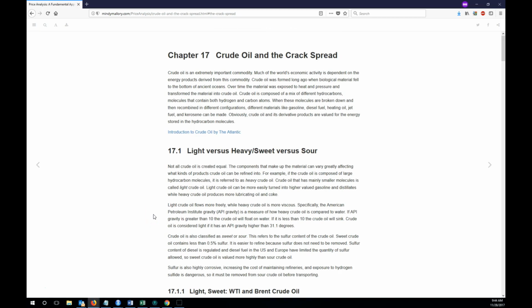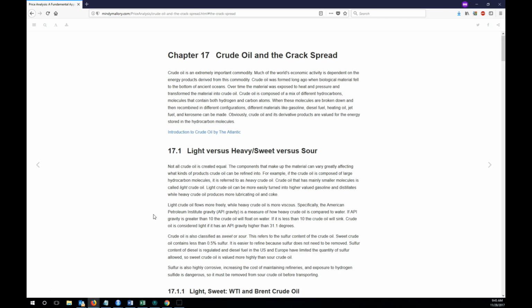So most crude oil exists because a bunch of sea life fell to the bottom of the ocean, and that biological material became buried further and further under more and more layers of sediment and other biological material. And over time, as that biological material is exposed to really great heat and pressure, it gets transformed into crude oil. So at its root, crude oil is really just a mix of different hydrocarbon molecules.